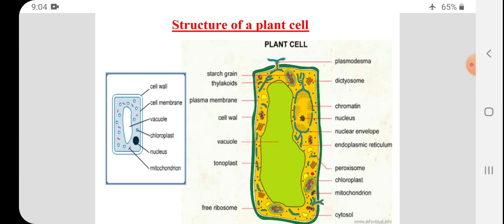Cell walls are there for outer protection. Plasma membrane acts as the door. It is a selective membrane. It will allow certain molecules inside and certain molecules to exit from inside to outside. So the basic important cell organelles in the structure of plant cells are cell wall, cell membrane, vacuole, chloroplast, nucleus and mitochondria.